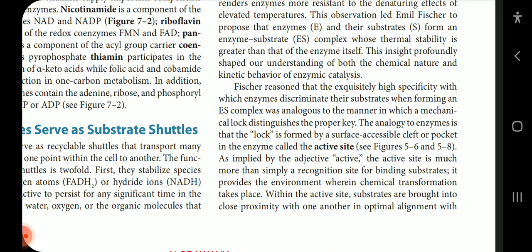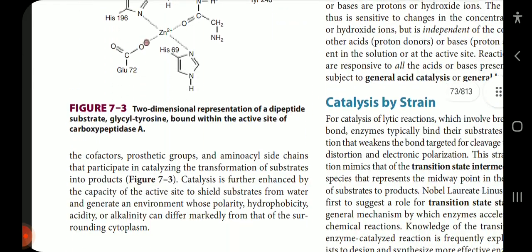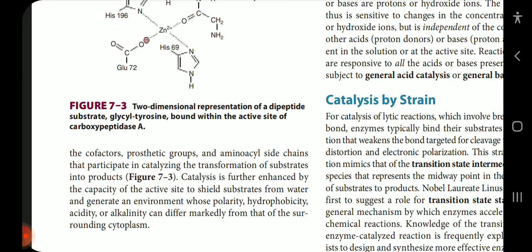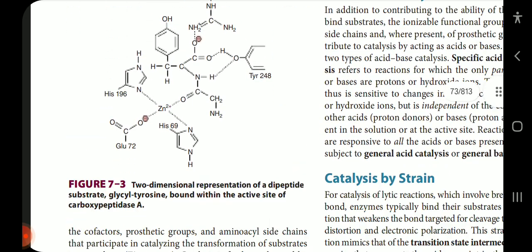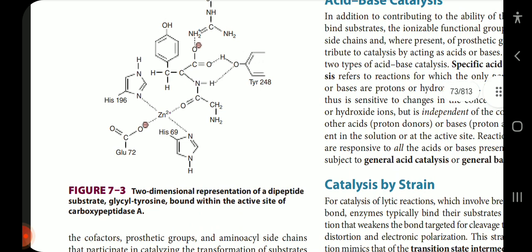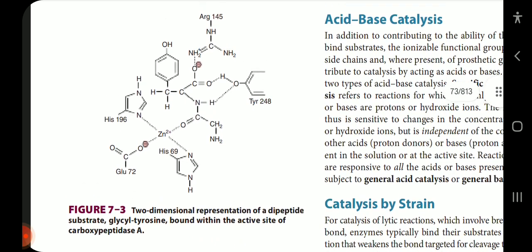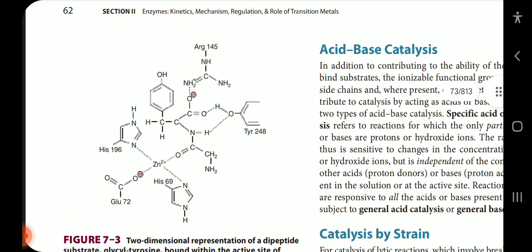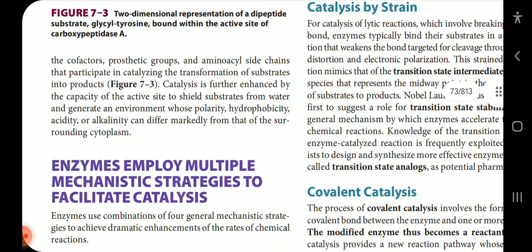Within the active site, substrates are brought into close proximity with one another in optimal alignment with the cofactors, prosthetic groups, and amino acyl side chains that participate in catalyzing the transformation of substrates into products. As we can see in this figure 7.3, a two-dimensional representation of the dipeptide substrate glycyltyrosine bound within the active site of carboxypeptidase A is shown. Catalysis is further enhanced by the capacity of the active site to shield substrate from water and generate an environment whose polarity, hydrophobicity, acidity, or alkalinity can differ markedly from that of the surrounding cytoplasm.